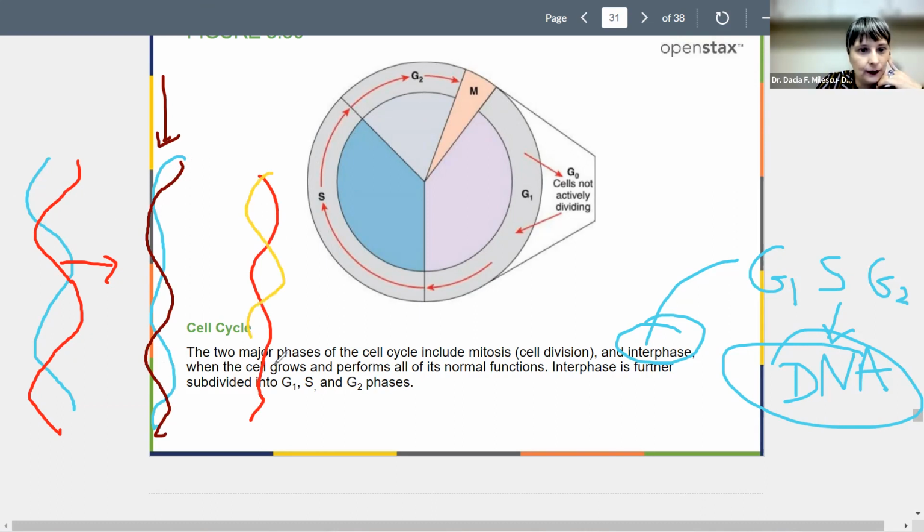And now we have two DNA double helixes that are ready to go into that mitotic phase, where when the cell finally divides, we have the genetic material that's identical in both cells. All the DNA is a double helix. So that's the S phase, synthesis, DNA synthesis, okay?